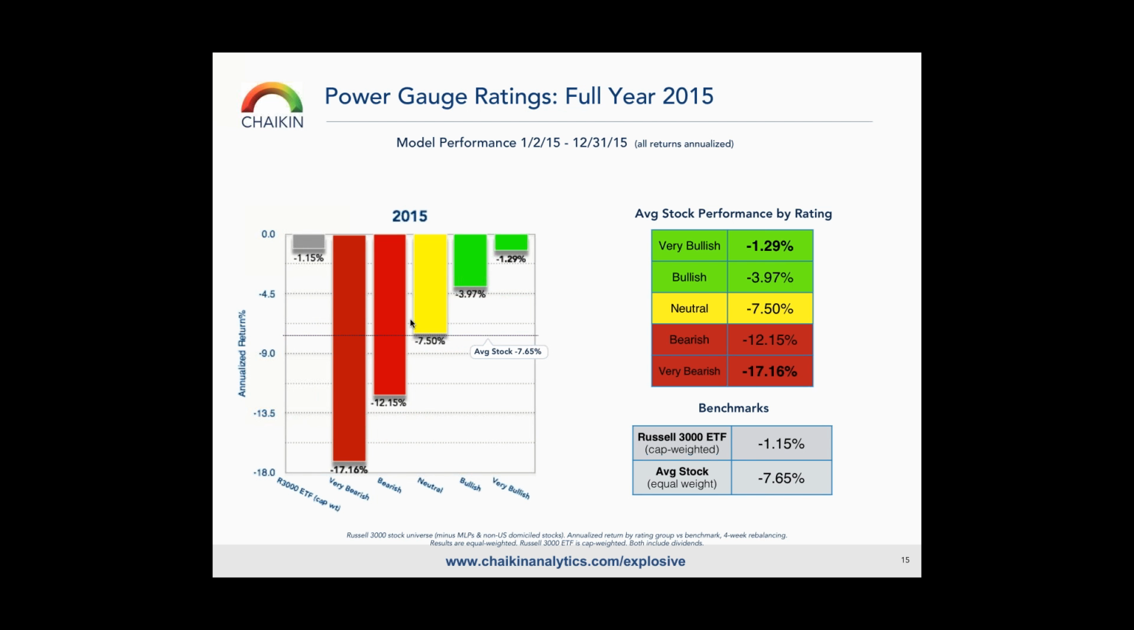Now, another way to look at the performance is to look at what happened in the last 12 months. And in the last 12 months, the very bullish stocks using the Chaikin Power Gauge rating and the Russell 3000 were down 1.29%. The average stock was down almost 8%, but look at the very bearish stocks, down 17%. These are the Kinder Morgans of the world. These are the Macy's of the world. You do not want to be in these stocks. So here's living proof that you can outperform the market by following a discipline.